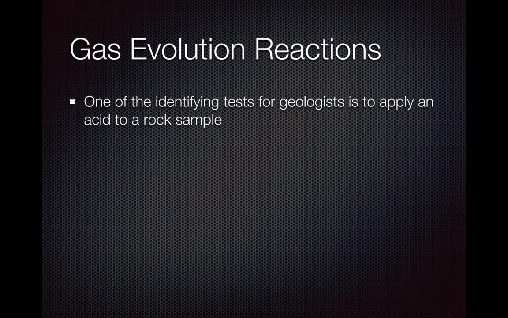Let's move on to another type of reaction. We don't do much with this type of reaction, but depending on the field that you're going into, this could be a very important reaction for a qualitative type analysis. Now, this is a gas evolution reaction. One of the identifying tests that geologists do when they're out looking at an unknown rock, they might apply a drop of acid to a rock sample to see what happens.